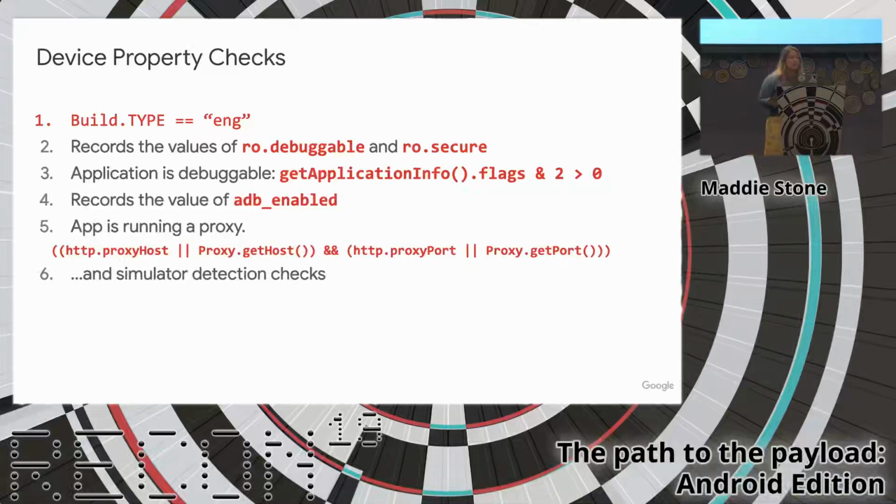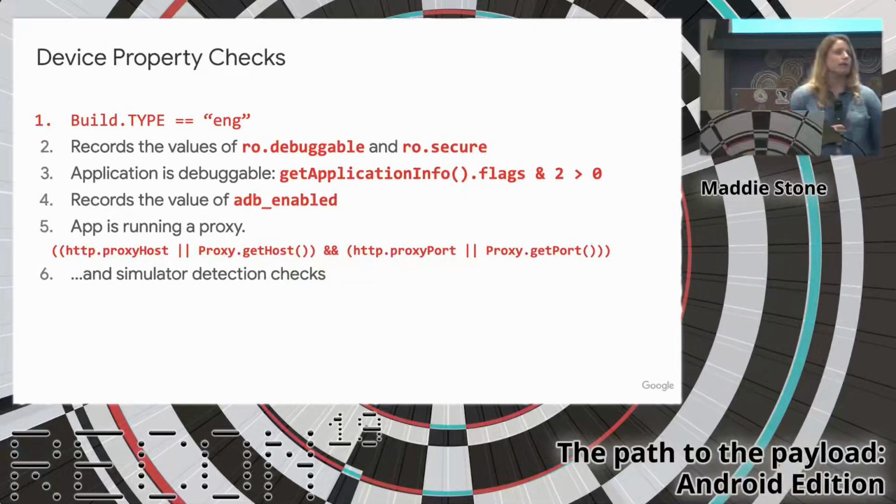They're going to check if the flags on the application info have been set so that the application is debuggable, ADB. And one thing that makes a lot of sense when you think about it, looking back, but I hadn't seen before, is they also check to see if the app is currently running in a proxy.